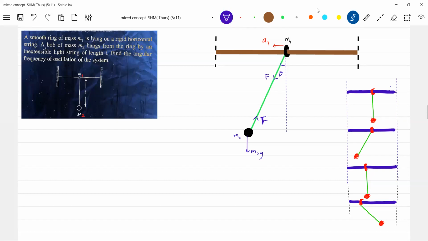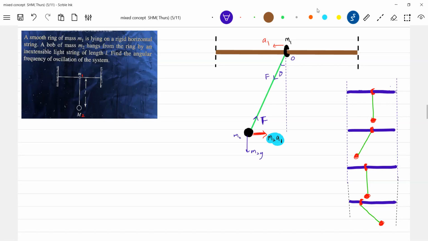What is F? F is the tension in the string. Now it is going to execute SHM about a point which is accelerating. So shall we put one pseudo force? Try to see this. This is the pseudo force. Okay, now about point O, we'll write the torque equation.